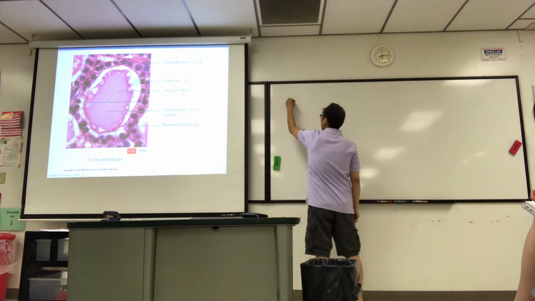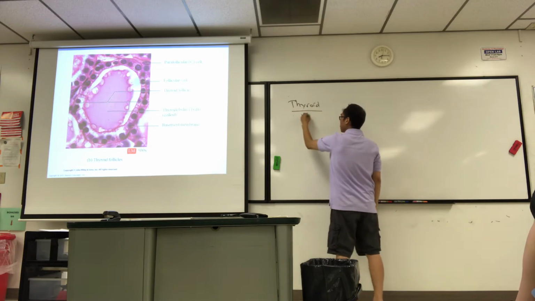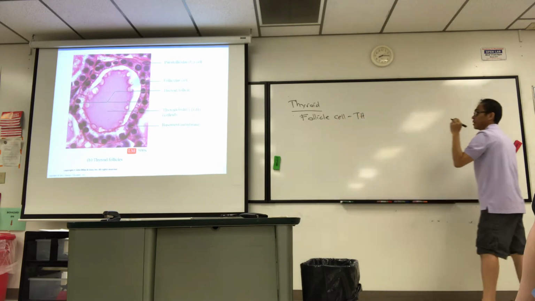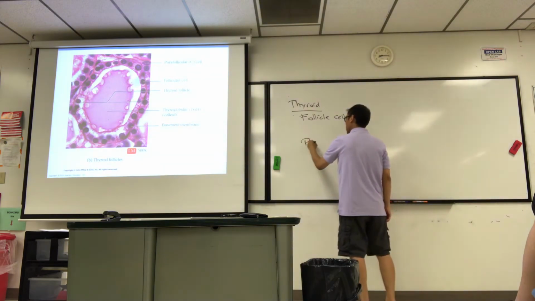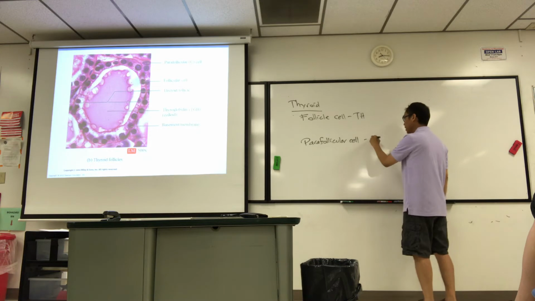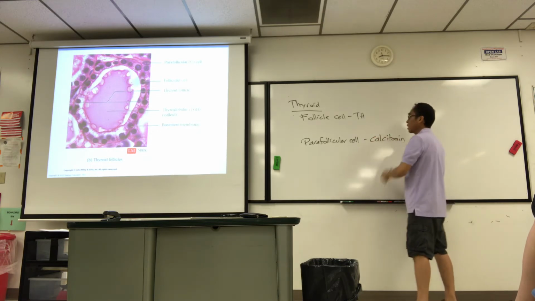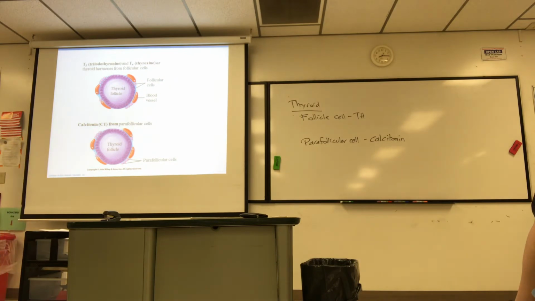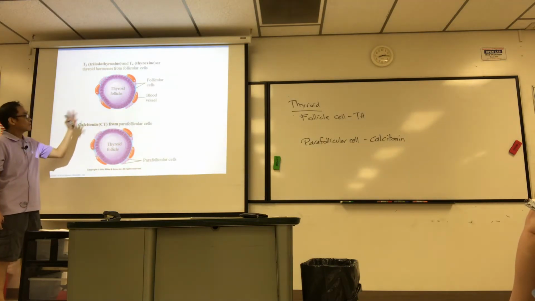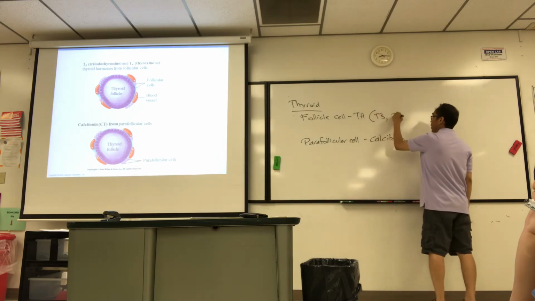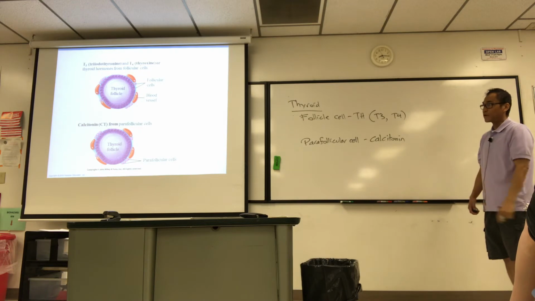So in the thyroid, it's the follicle cell that secretes thyroid hormone, and it's the parafollicular cell, or the C cell, that secretes the calcitonin. Those are two different hormones from this gland that we study. Here's a simplified picture of the follicle with the parafollicular cells outside the follicle, just so you can easily see. T3, T4 is another way to refer to thyroid hormone, and we'll talk about the function of calcitonin.